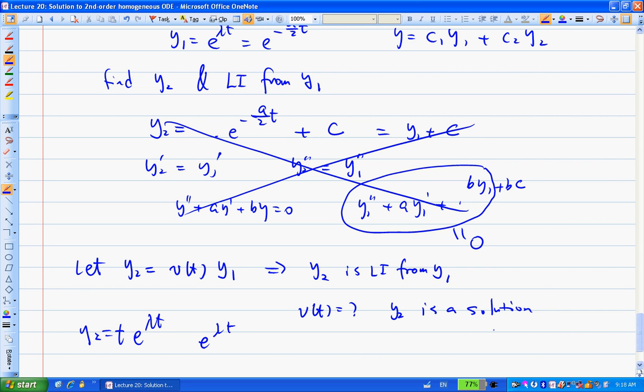Is that good? I'm not going to solve it today, but this is called variation of parameters. It's a method called variation of parameters. All right, any questions? All good?